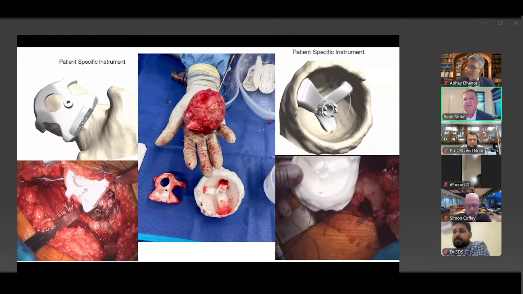Now, the delivery mechanisms can vary. Here I use patient-specific instrumentation, both for the femoral neck cut and also for positioning the acetabular component using laser technique. This is very effective in my hands, and I use it on a regular basis.